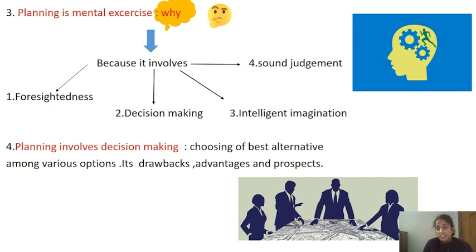On the basis of that, just take an example of Kerala. It is very good in academics and the literacy rate is very high in Kerala. I can take the option of setting up something related to academics in Kerala. Number three is intelligent imagination. Imagination is related with visuals, which comes under mental exercises. Number four is sound judgment. Yes, planning involves decision making.